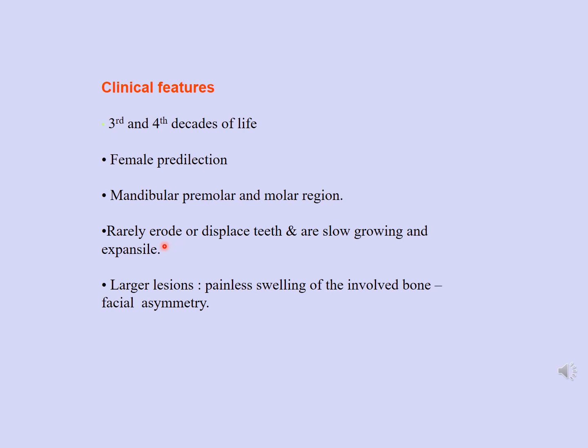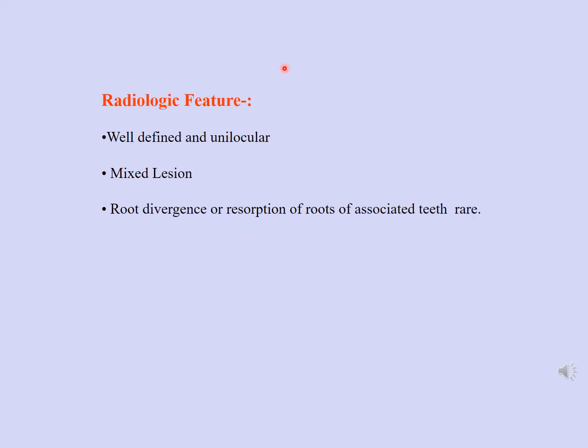So these patients basically come with a swelling of the jaw, of the mandible, and when you actually examine them and you do the radiograph, you will be able to identify these lesions in these areas. Larger lesions are generally painless swellings of the involved bone. Chief complaint of the patient usually is asymmetry. Radiographically, what we see will be a well-defined and unilocular mixed radiopaque lesion, right? Commonly, root divergence is seen, while resorption of roots of the associated teeth is rare.